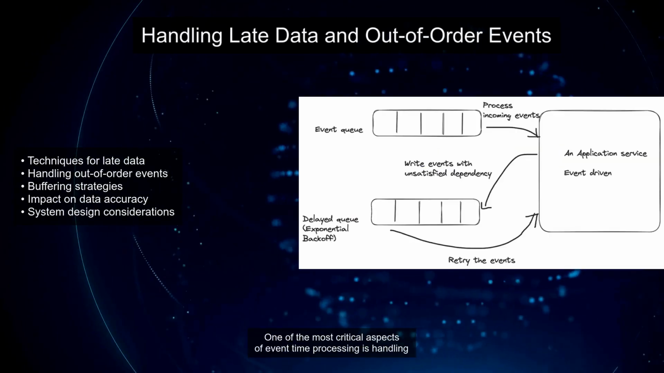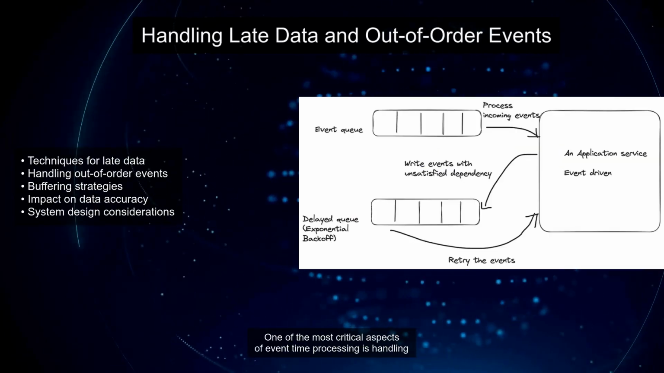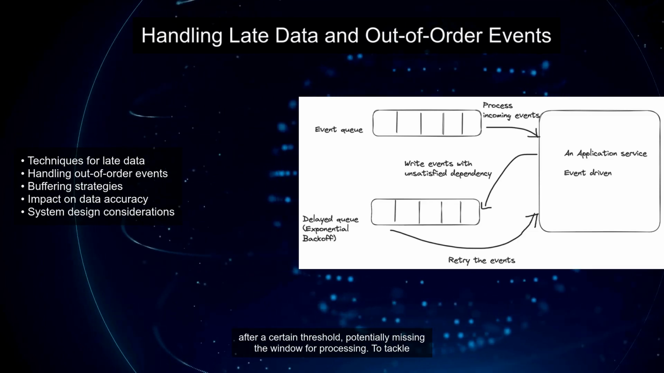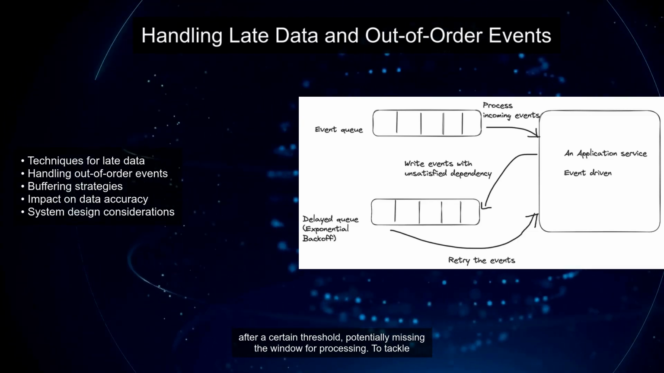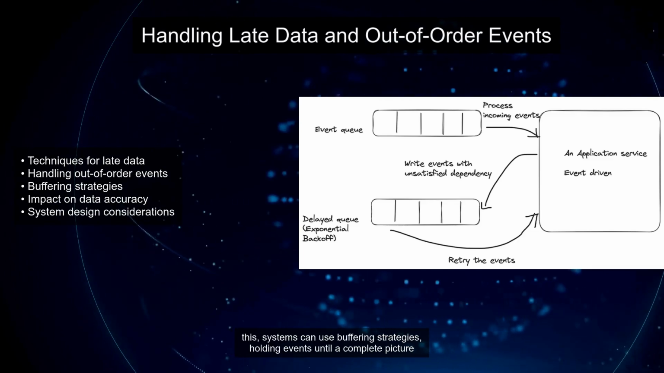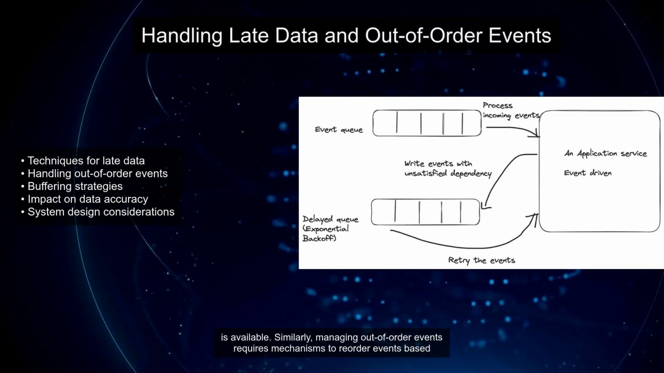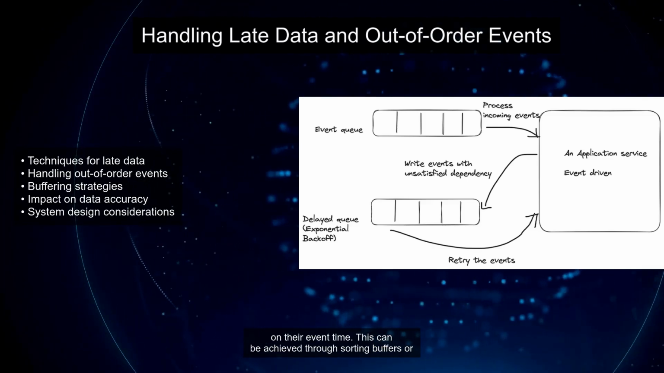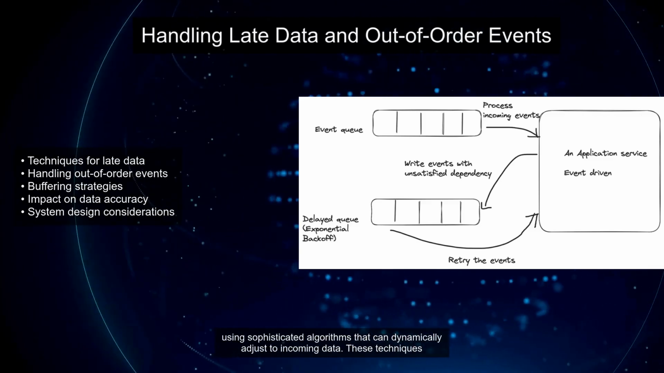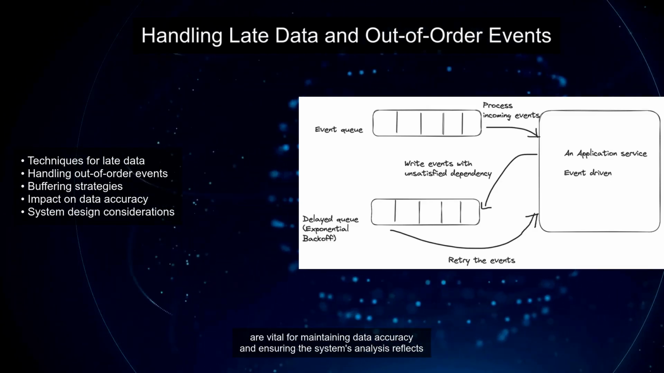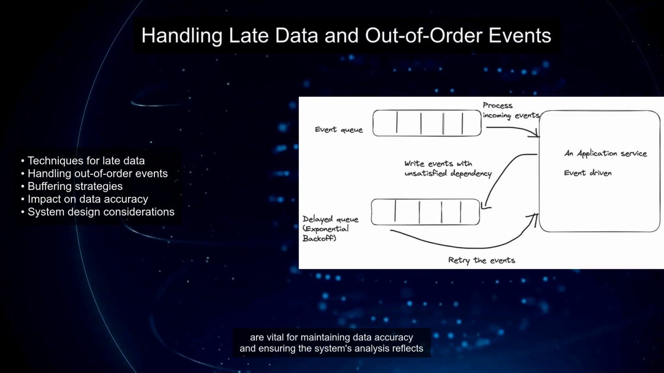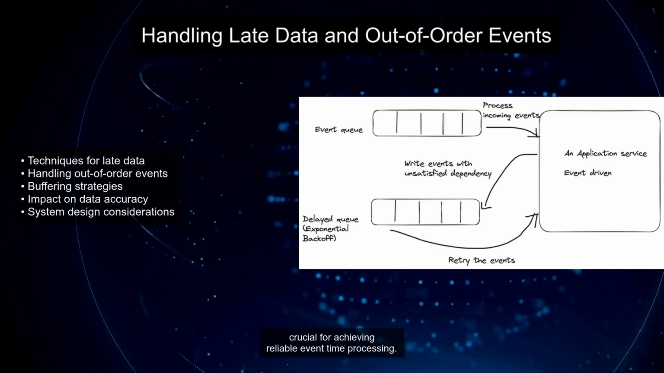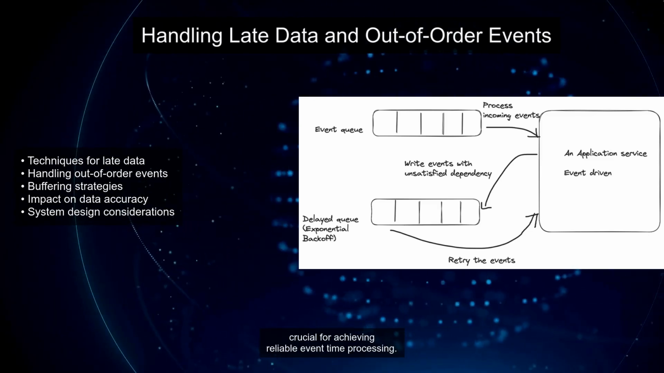One of the most critical aspects of event time processing is handling late data and out-of-order events. Late data refers to events that arrive after a certain threshold, potentially missing the window for processing. To tackle this, systems can use buffering strategies, holding events until a complete picture is available. Similarly, managing out-of-order events requires mechanisms to reorder events based on their event time. This can be achieved through sorting buffers or using sophisticated algorithms that can dynamically adjust to incoming data. These techniques are vital for maintaining data accuracy and ensuring the system's analysis reflects the real-world order of events. Incorporating these strategies into system design is crucial for achieving reliable event time processing.